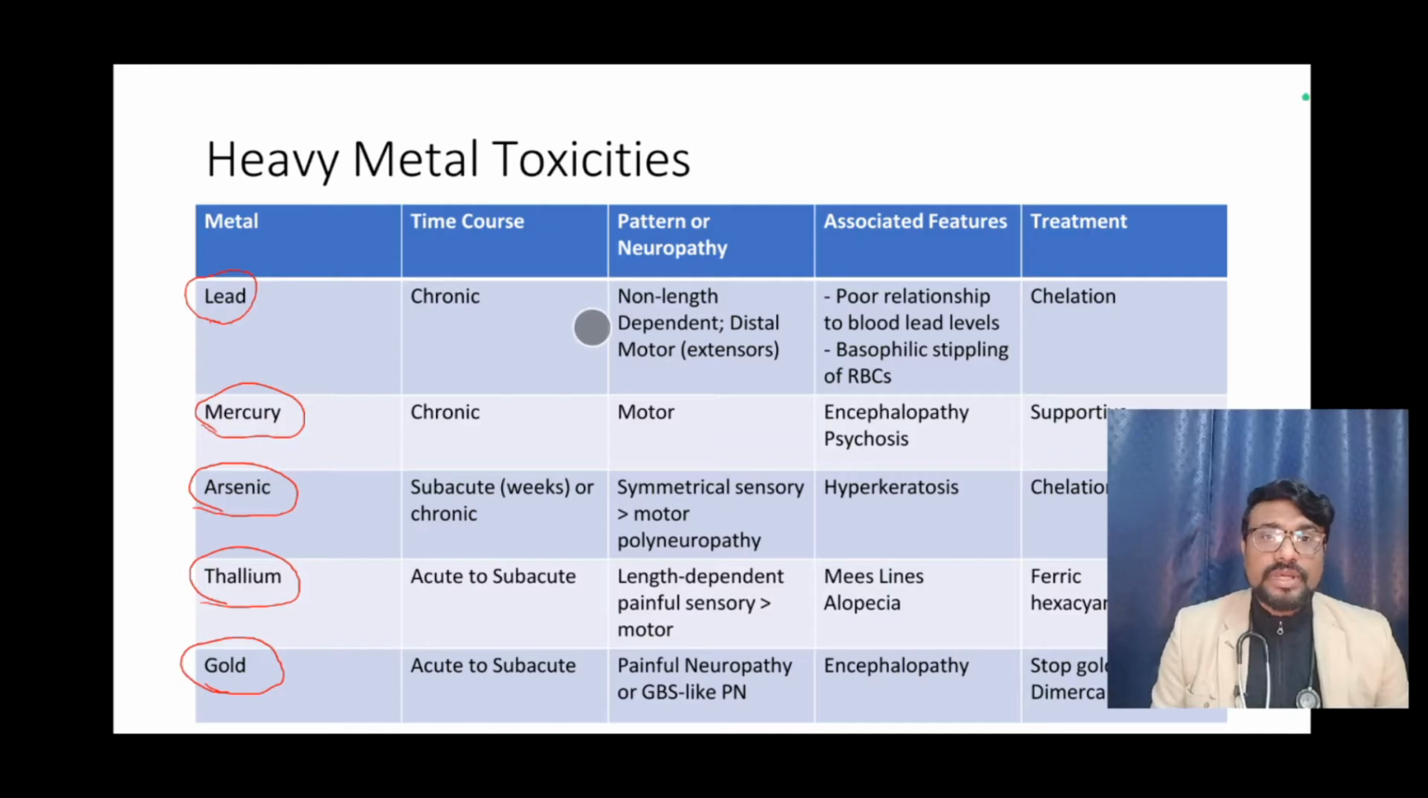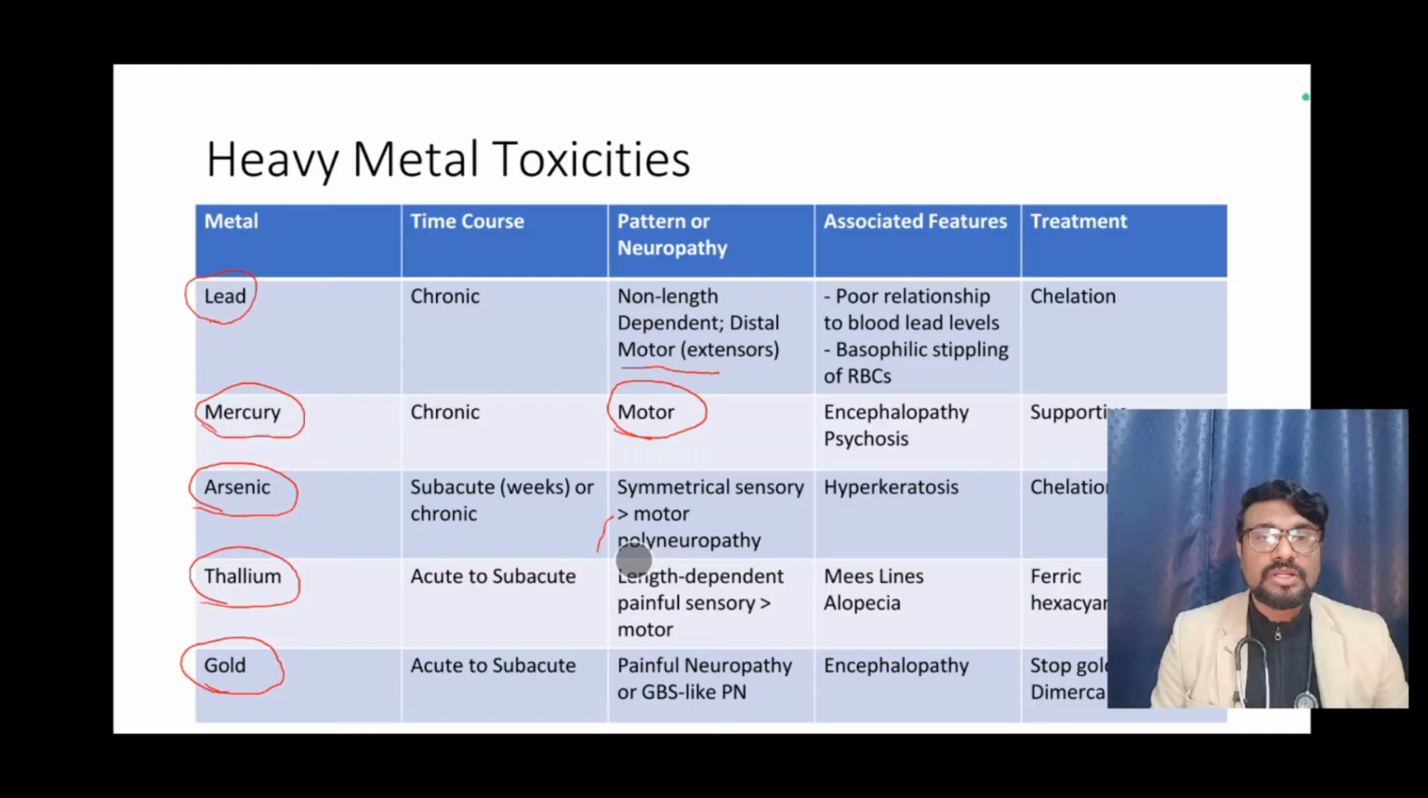Lead leads to non-length dependent neuropathies with more prominent motor manifestations, whereas mercury leads to motor neuropathies. Other associated presentations include encephalitis or psychosis that can also be seen along with neuropathies in mercury intoxication. Arsenic associated neuropathies present with symmetrical sensory more than motor neuropathies, and hyperkeratosis is because of arsenic intoxication, that is deposition of arsenic on the skin.